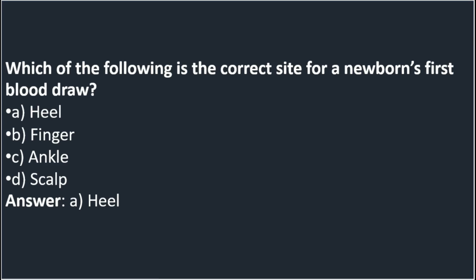Question 2. Which of the following is the correct site for a newborn's first blood draw? Option A. Heel. Option B. Finger. Option C. Ankle. Option D. Scalp. Answer is A. Heel.